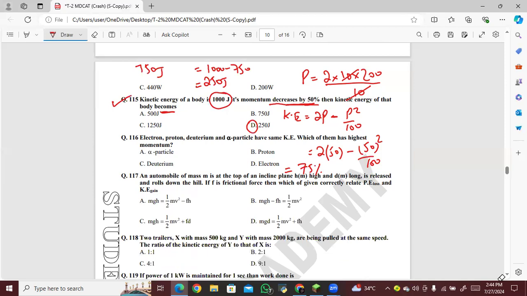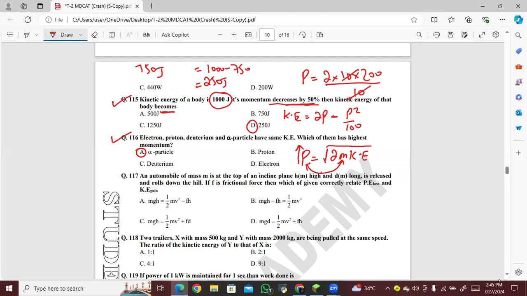Electron, proton, deuterium, and alpha particle have the same kinetic energy. Which has larger momentum? Momentum and kinetic energy are related by this formula. You can clearly see momentum and mass are directly proportional. If kinetic energy is the same, then the more massive particle will have more momentum. So the answer is alpha particle, because alpha particle is the heaviest among all these four options.